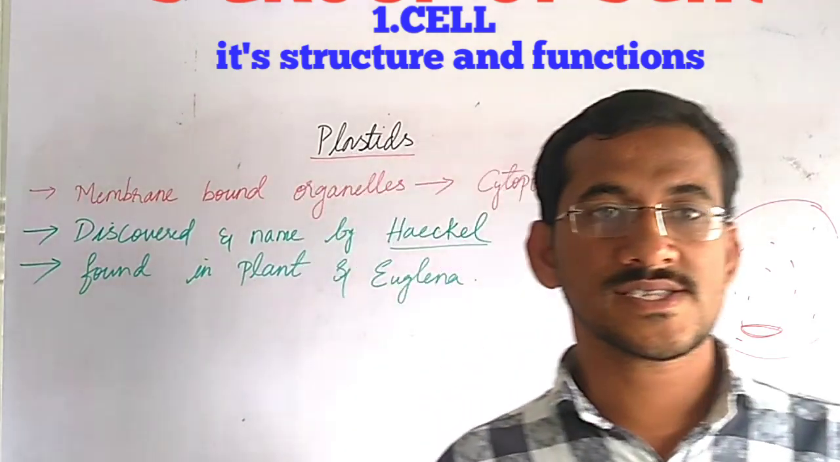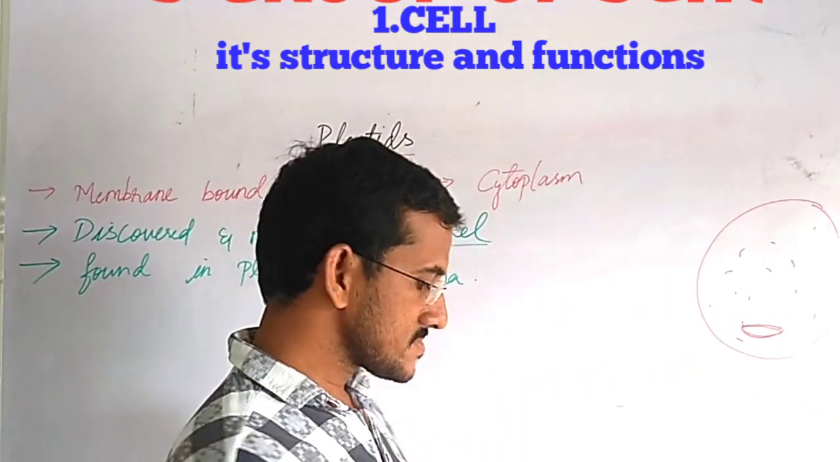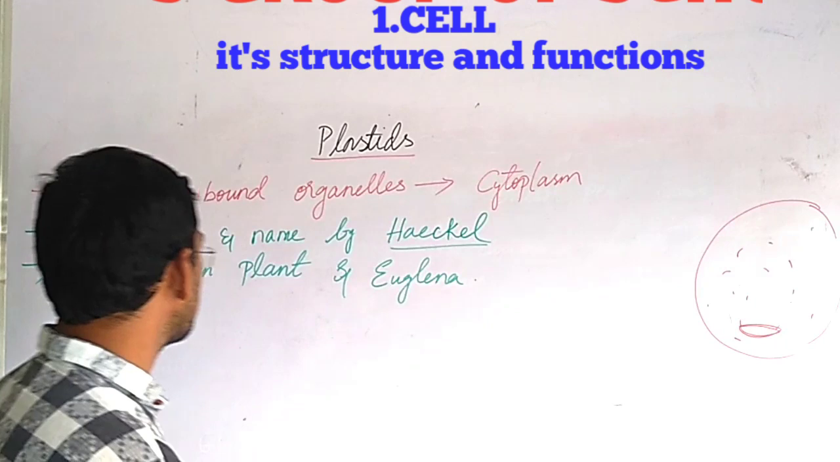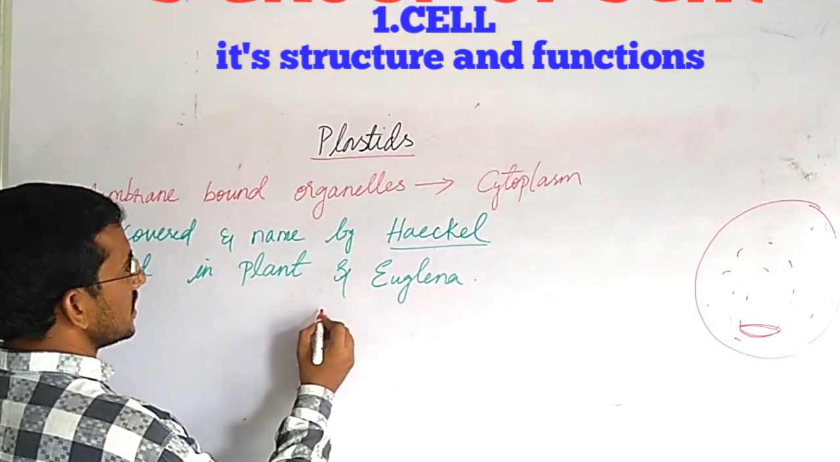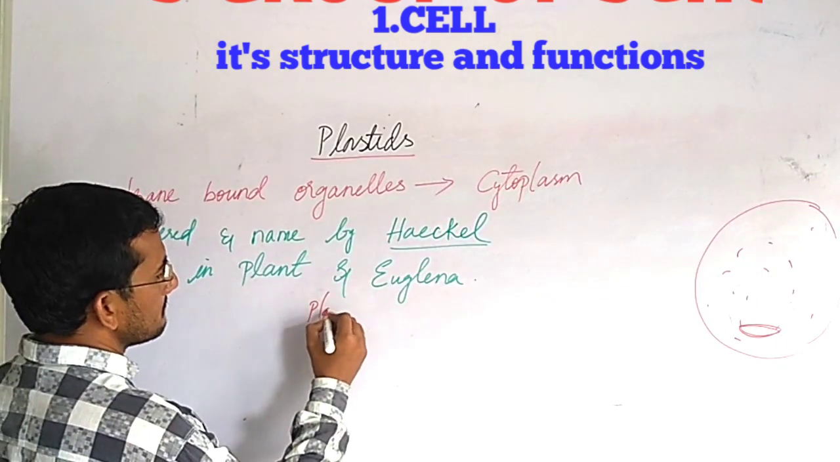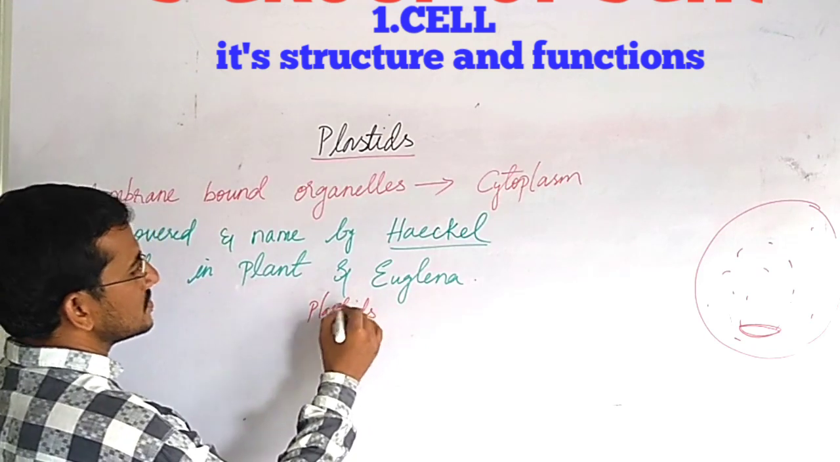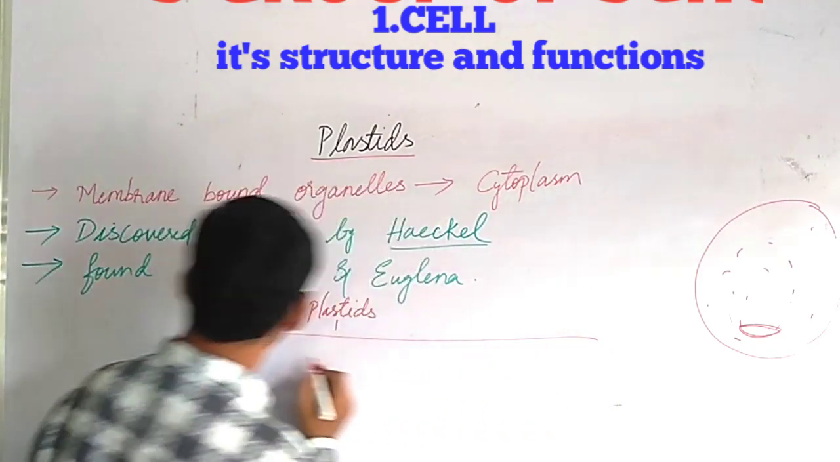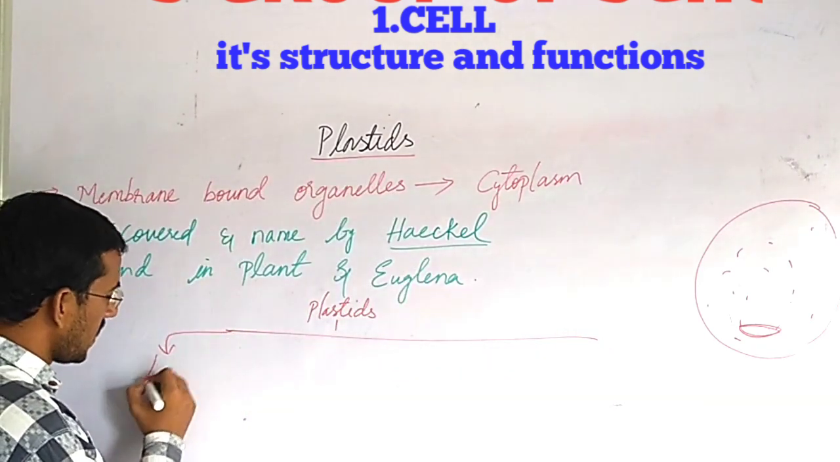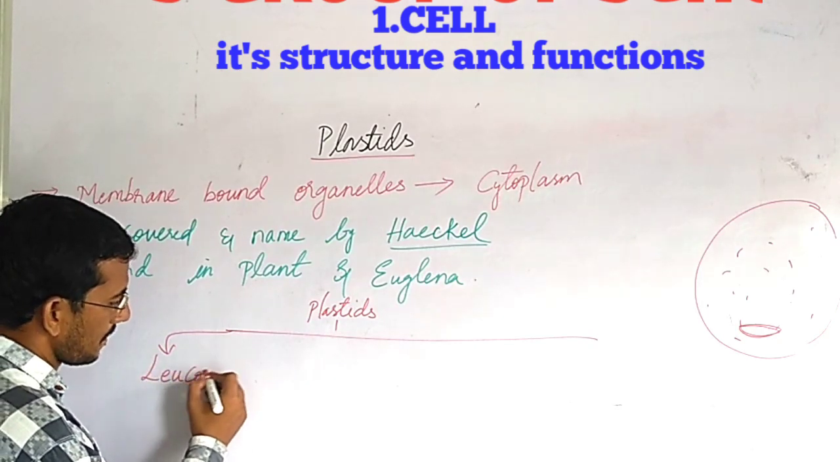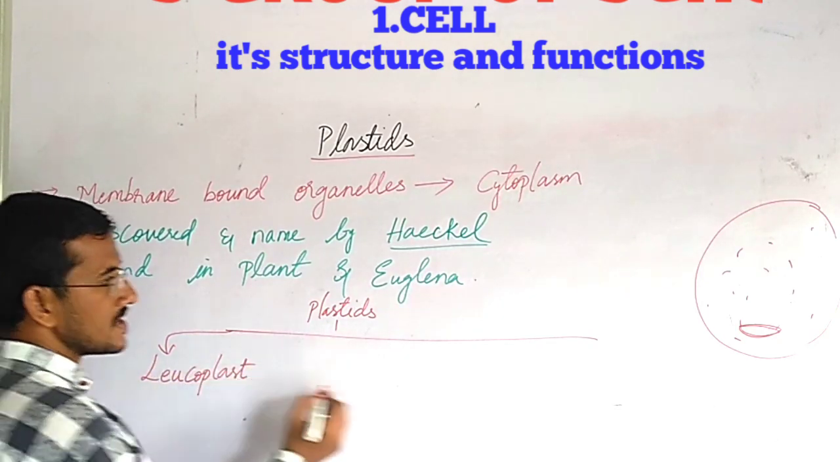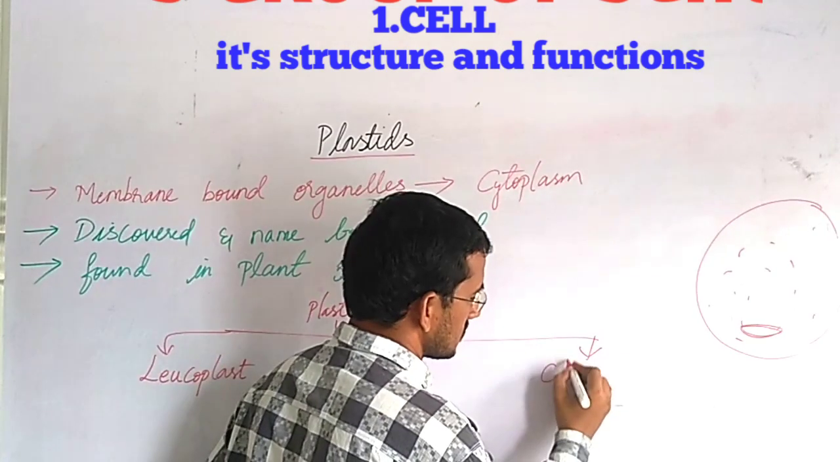These plastids are of two types, especially in plants. Plastids are of two types. They are leucoplasts and chromoplasts.